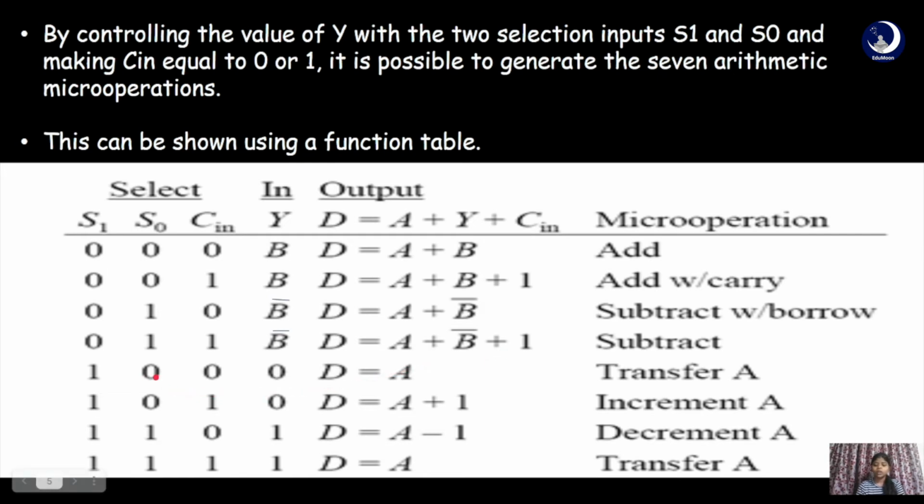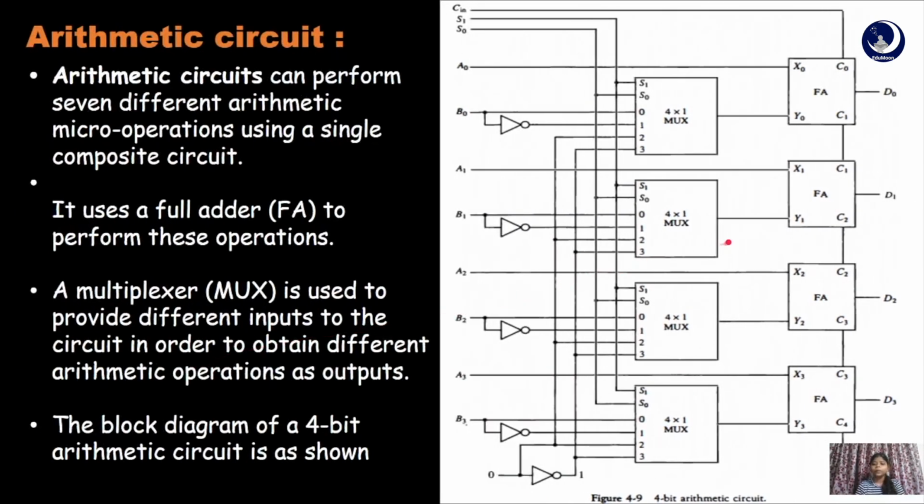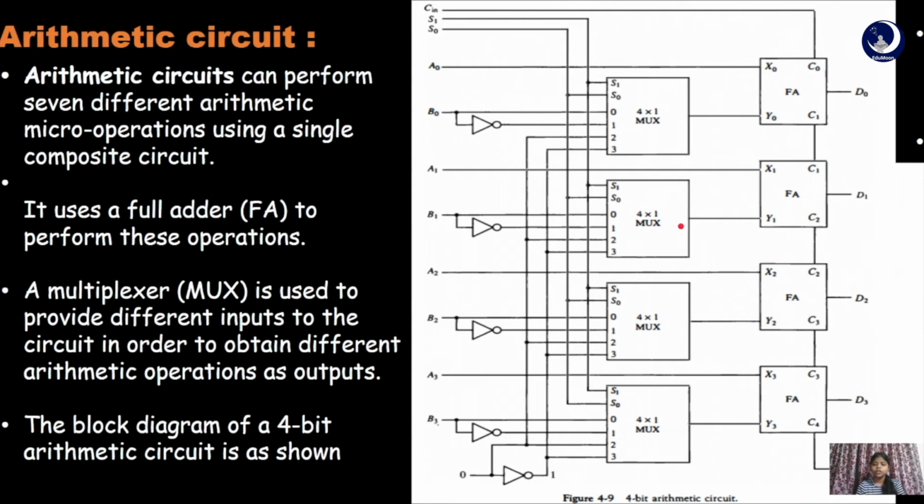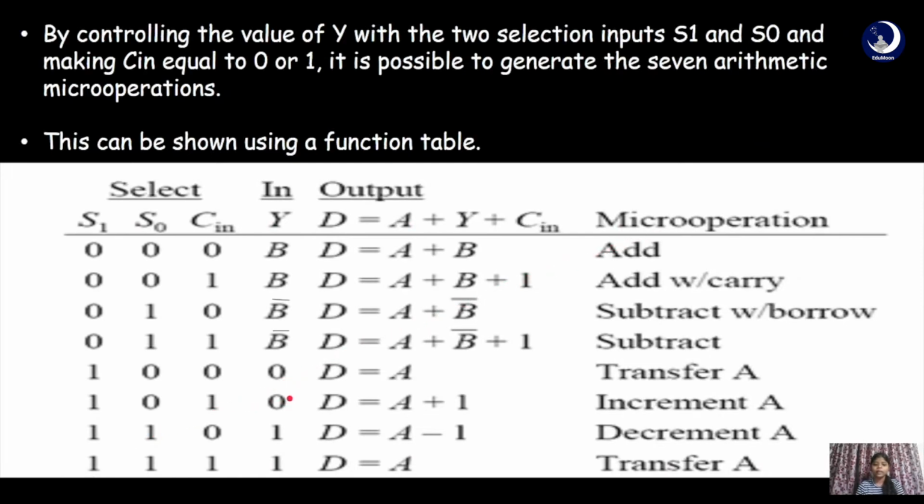And when S1, S0 equal to 1, 0, all the 2 inputs of the multiplexers are selected, which is nothing but logic 0. So logic 0 is selected by the multiplexers and given as the Y inputs to the full adders. So Y is equal to 0. Then when carry input Cin equals 0, output D is equal to A plus 0 plus 0. So D equals A. Here we are transferring the contents of A to the register D. This is nothing but the transfer operation. And when Cin equals 1, then D is equal to A plus 0 plus 1, which is nothing but A plus 1, that is the increment operation.